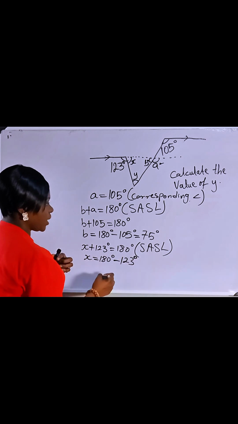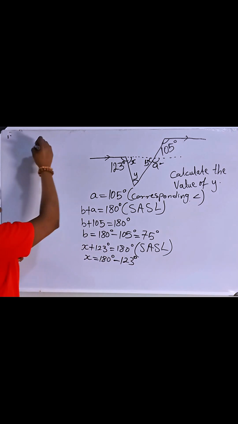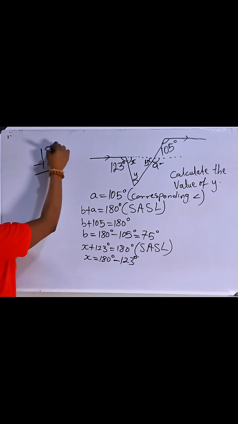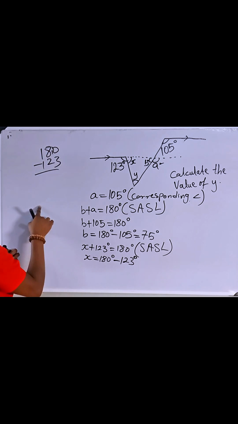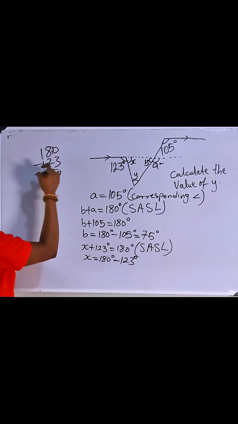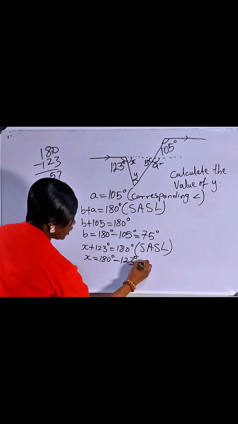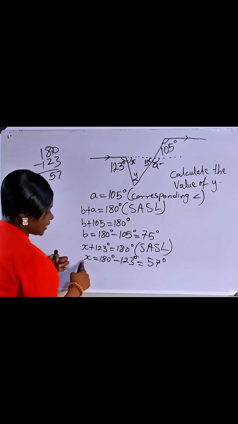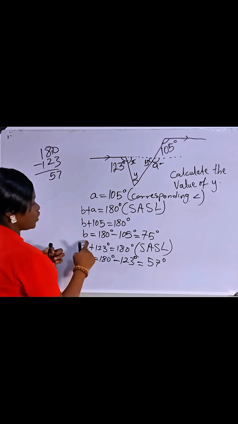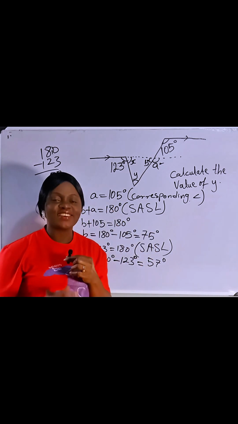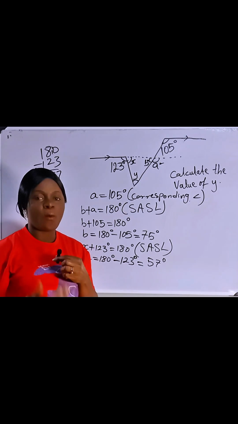123 degrees. So from here let's subtract. We have 180 minus 123. Now take 1 here, that will be 10. 10 minus 3 will give us 7. 7 minus 2 will give us 5. And 1 minus 1 is 0. So we have this to be equal to 57 degrees. So we have gotten X as 57 degrees and we have gotten B as 75, and A is 105. Now we can solve for Y.